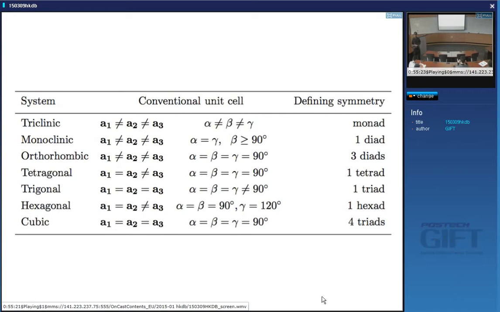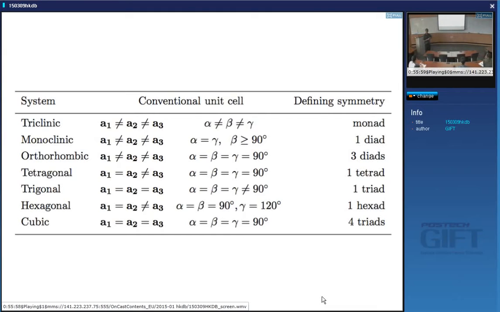So when you look at the shape of a large crystal, and you can see along the body diagonals of that crystal that there are four triads, you know that it's cubic. You don't have to do any diffraction experiment. And similarly, if you can find a hexad, then it has to be in the hexagonal class. It cannot be in any of the others because none of the others have a sixfold rotation axis.